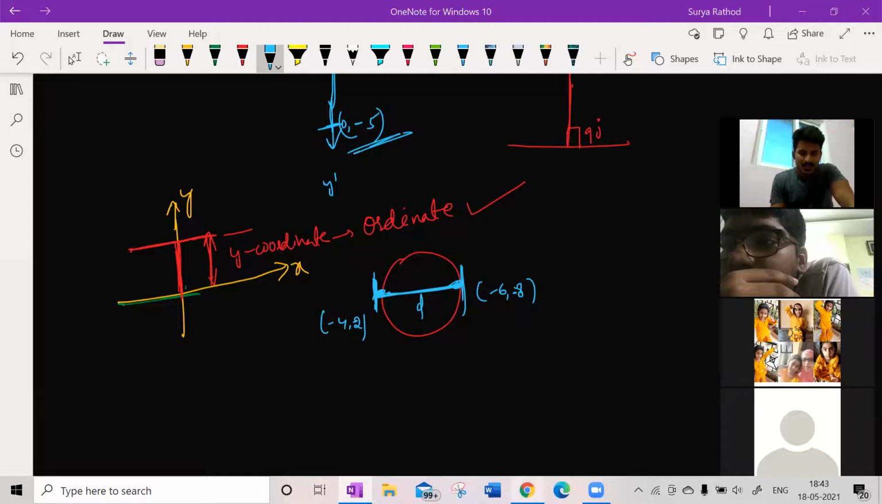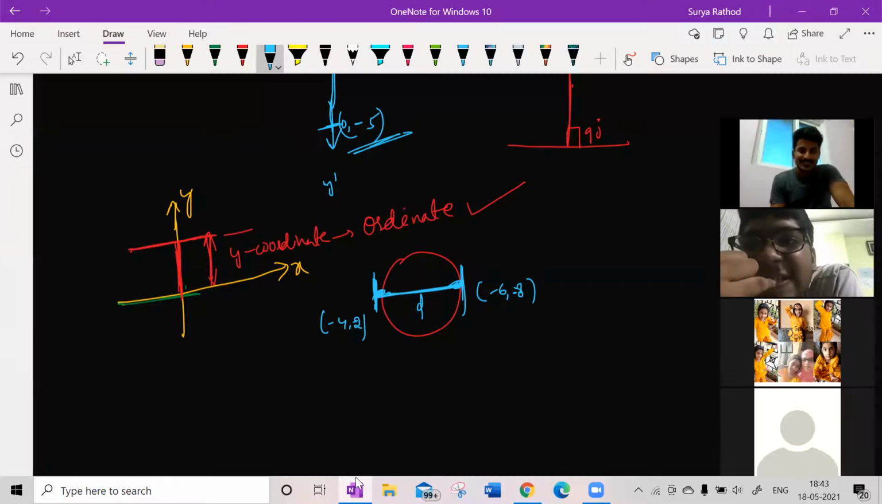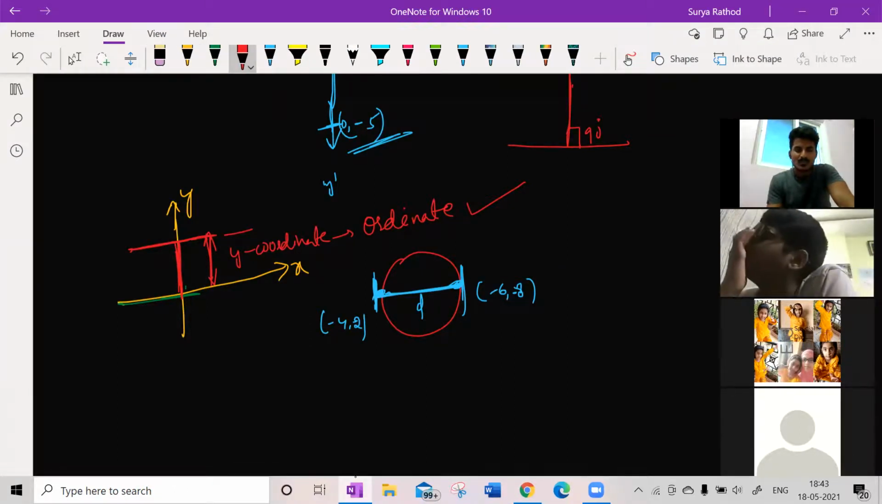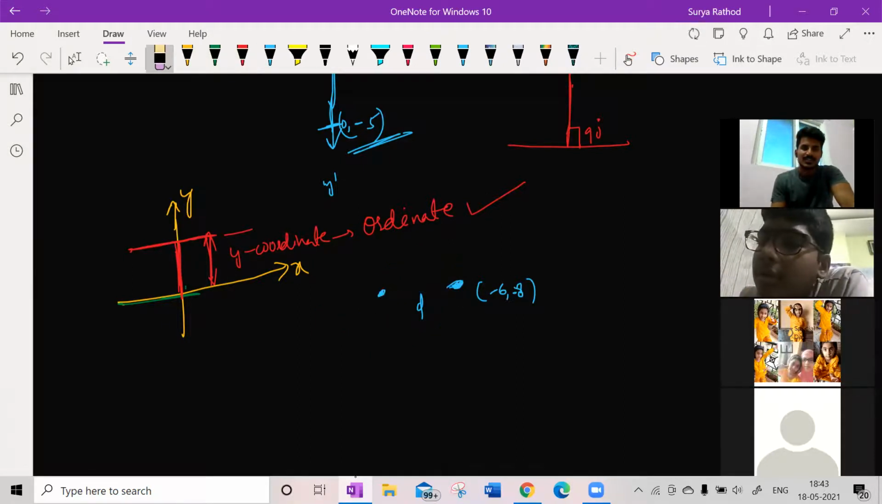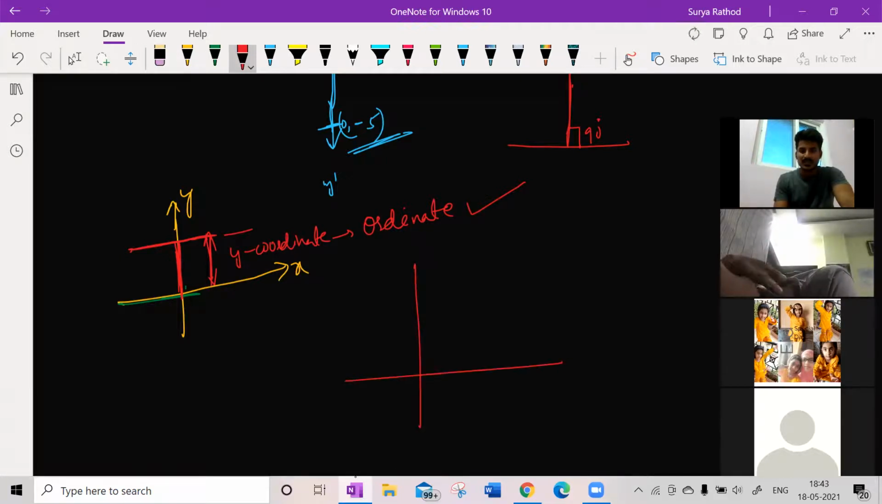What is he asking for? The longest chord. So from the center, find the center. How can we find it out? Sir, we can draw the graph and easily find it out. Yes, look at this. We'll draw the diagram, the graph, first.